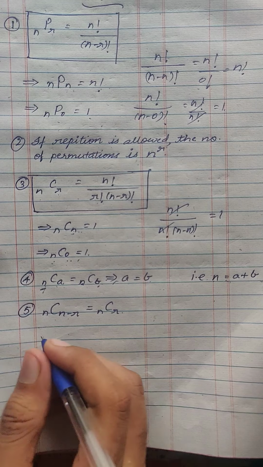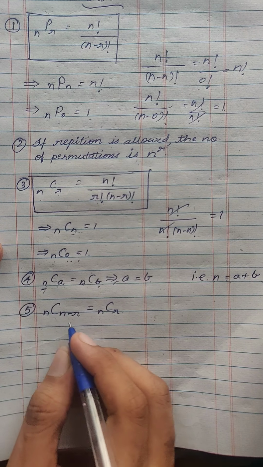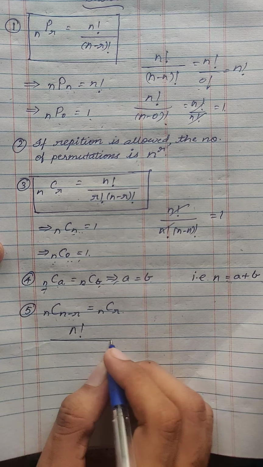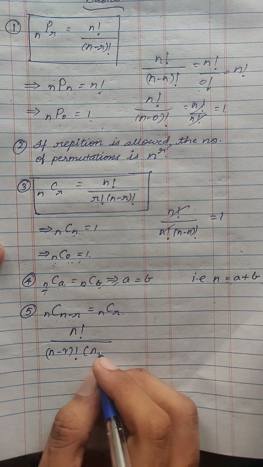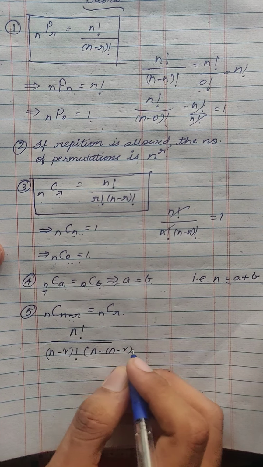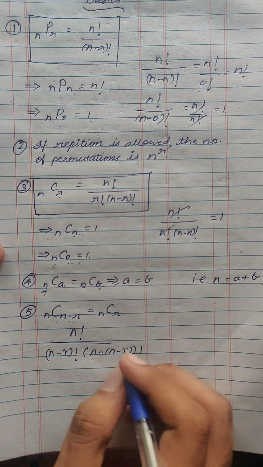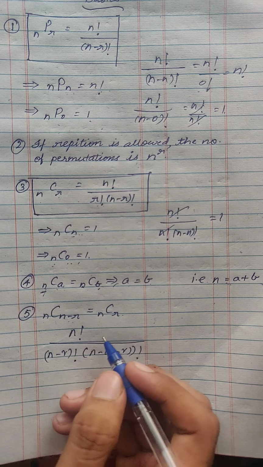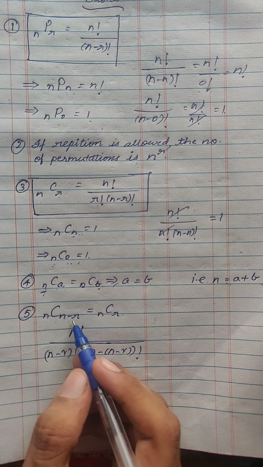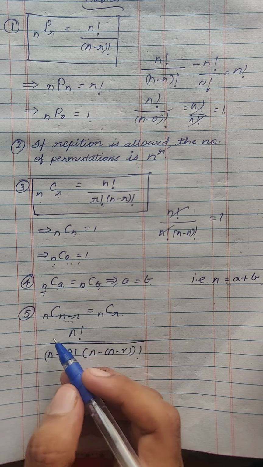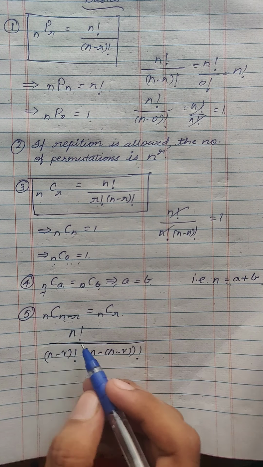So how have we got this? I'll tell you. For nC(n minus r), it is nothing but n factorial by r factorial, where r is n minus r, into (n minus r) the whole factorial. I hope you can understand. See how nC(n minus r) gets equal to nCr. We are going to discuss now. So now nC(n minus r). In the place of r, we have got n minus r. So this will be n factorial by r factorial into (n minus r) the whole factorial.